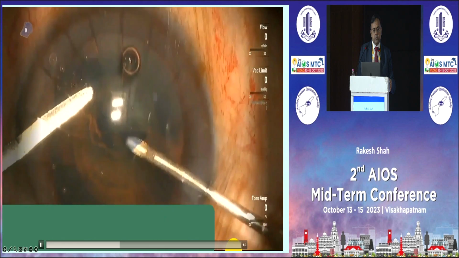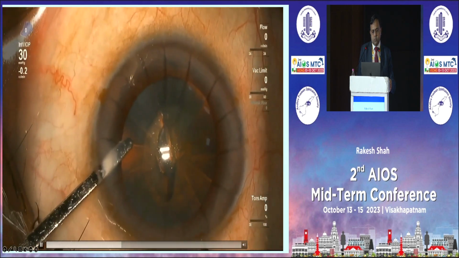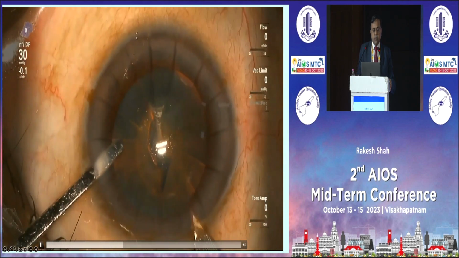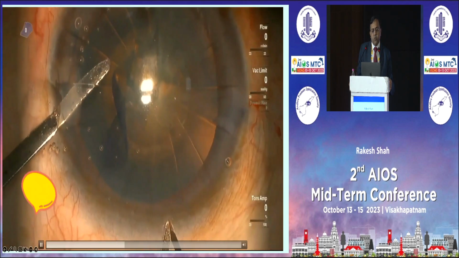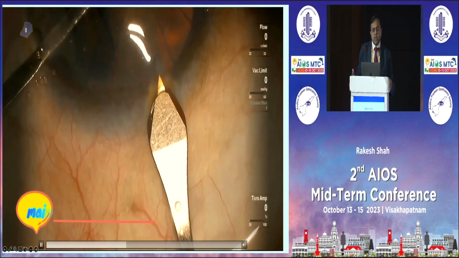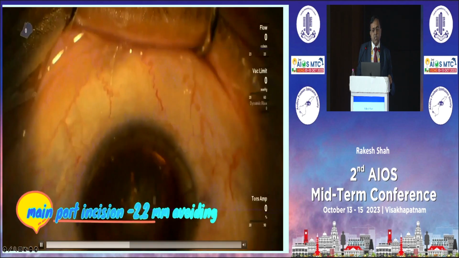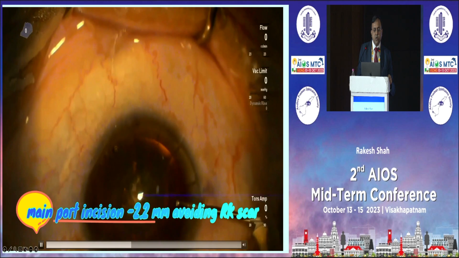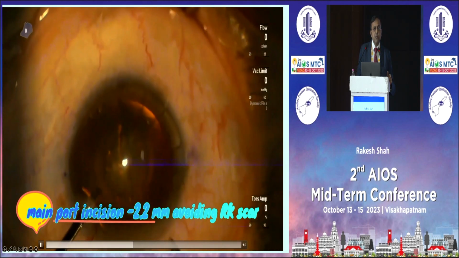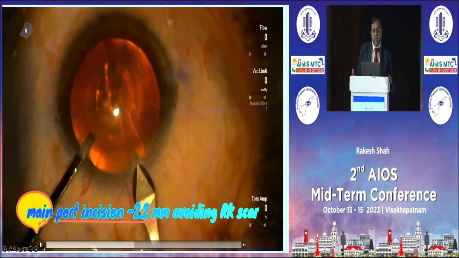The main port incision, again, you have to be very careful. You might get a wound adhesion directly when you are doing an incision, or you may get it during the phacoemulsification also. So this incision is very crucial. If you are not comfortable with a clear corneal, just take a limbal, or you can have a scleral tunnel incision and then do the phaco.